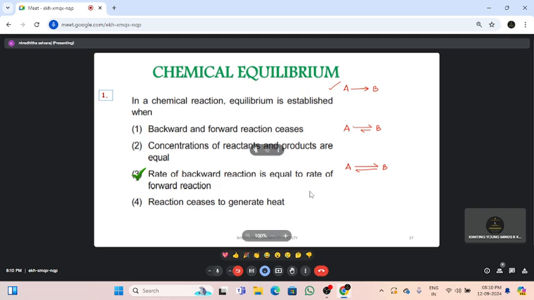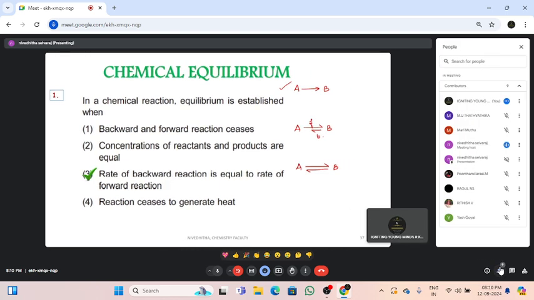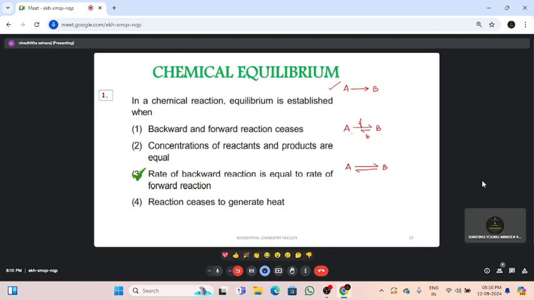At the same time, product can also get converted into reactant. Both forward and backward reaction is possible. So this reaction is considered to be a reversible reaction. But the problem is rate of forward reaction is not equal to rate of backward reaction. So this is just a reversible reaction.